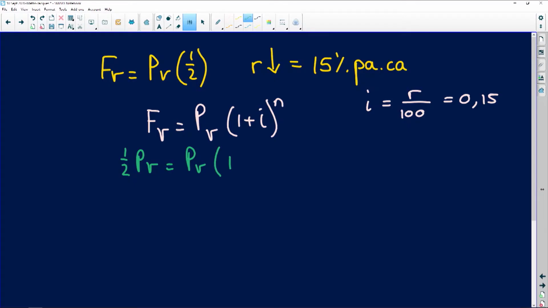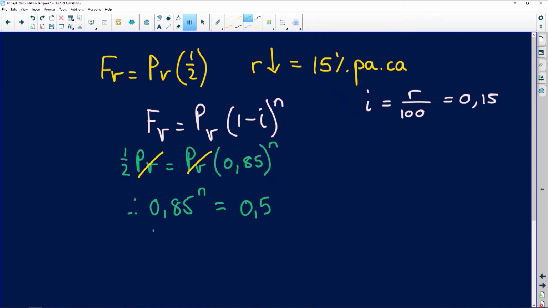So this becomes 1.15 to the power, it's depreciating, so this is a negative. If it's depreciating, this is a negative. So I've got 1 minus that, which is indeed 0.85 to the power of n. Now, we said we can just ignore the PV. So what am I left with here? I'm left with 0.85 to the power of n, which is equal to a half, which is 0.5.